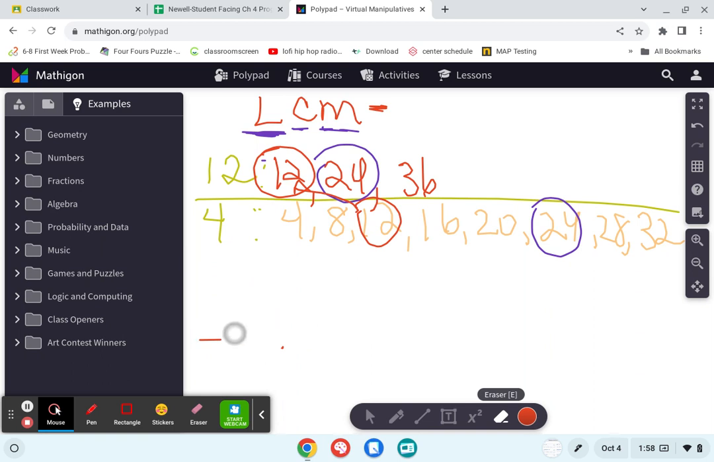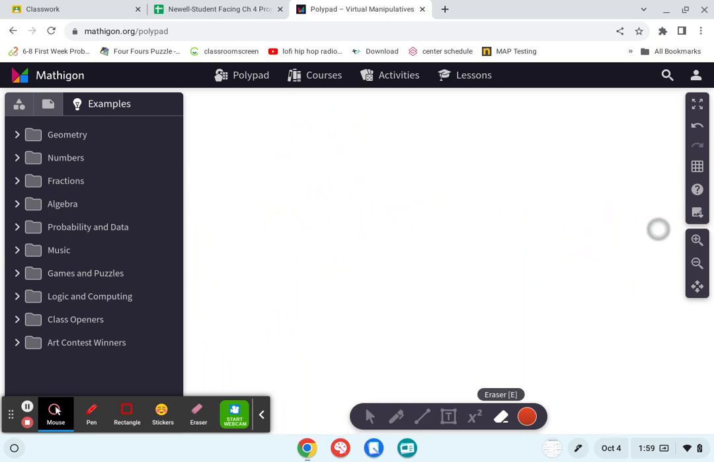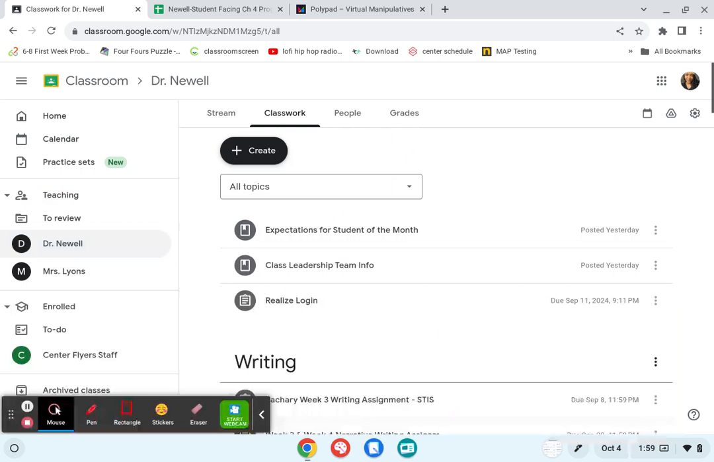Now, what if you don't know your facts? You're like, Doc, that's going to take me all day. I don't know my facts. Well, my first thing is learn your facts, right? I have videos that I've posted in Google Classroom. It is also linked to our newsletter, and I will show you in Google Classroom where it's linked.